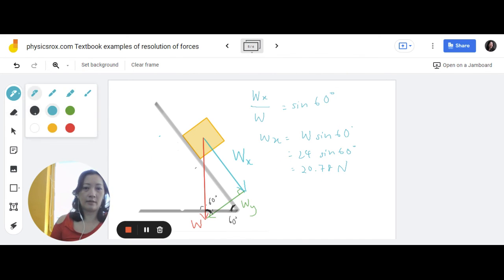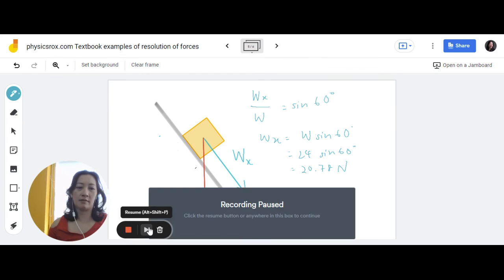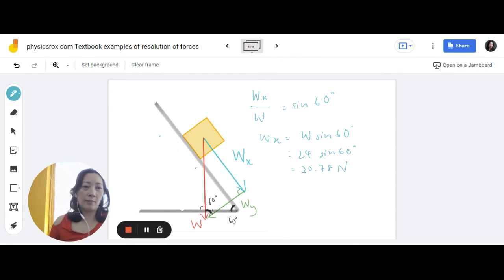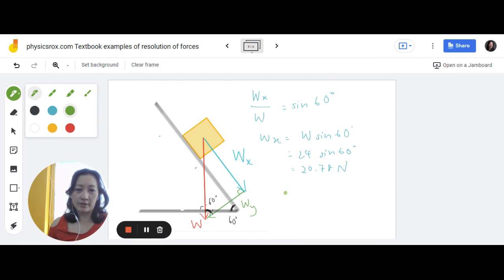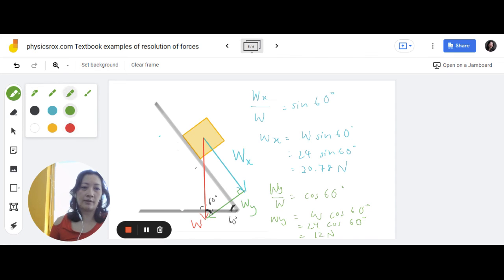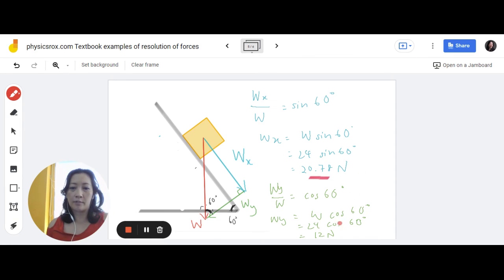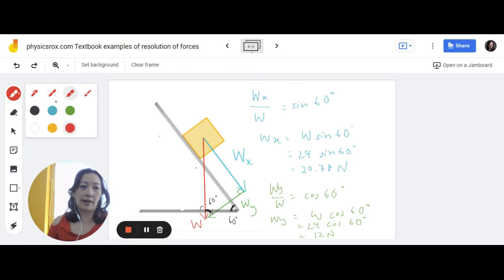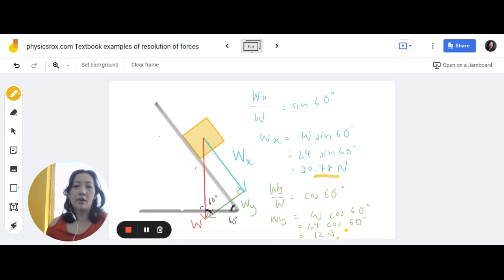And then Wy is adjacent, right? Adjacent over hypotenuse gives us cos 60. So that means Wy is W cos 60, which gives us 24 cos 60, and that's how we get 12 Newton. So these are the values for the horizontal and vertical component.